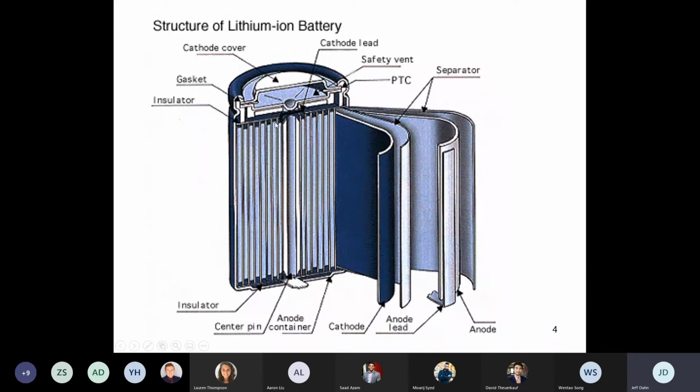Now, over time, to limit cell weight and cost, the thickness of the material that's used in the metal can of the cylindrical cell has become thinner and thinner. And sometimes it's possible, although not desired, for cells to rupture out the side.